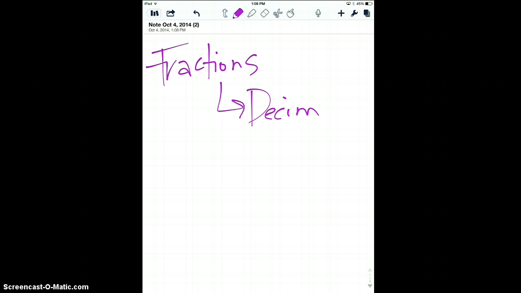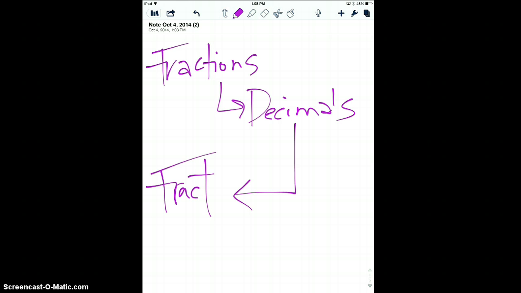But here it is. It's going to be on fractions and changing them to decimals, and then taking decimals and changing them back to fractions. So from one to the other, and then the other back to the beginning.